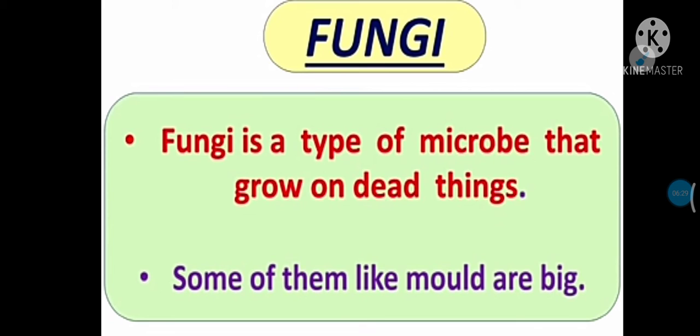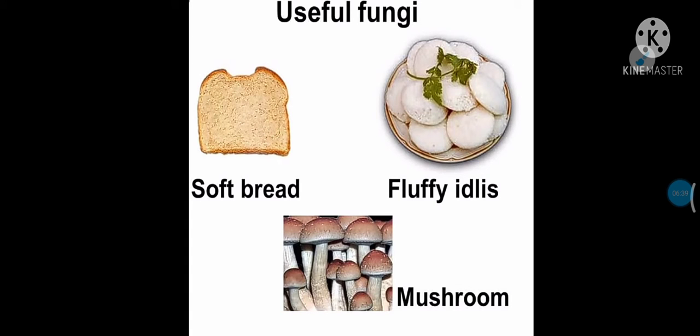Fungi is a type of microbe that grows on dead things. Some of them, like mold, are big. Like bacteria, fungi are plants. They grow on dead or decaying material. Due to the absence of green pigment, chlorophyll, they do not make their own food.